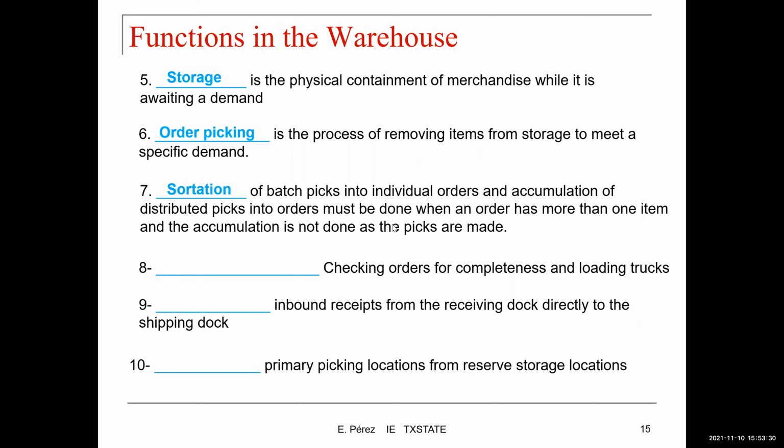So for instance, if you are an order picker and you're collecting products for multiple orders, 2 or 3 orders at the same time, then at the end you'll go and sort those products for the right orders. Packaging and shipping, checking orders for completeness and loading trucks. Cross-docking, inbound receipts from the receiving dock directly to the shipping dock. And the replenishing, this is primary picking locations for reserved storage locations. So 10 in total.